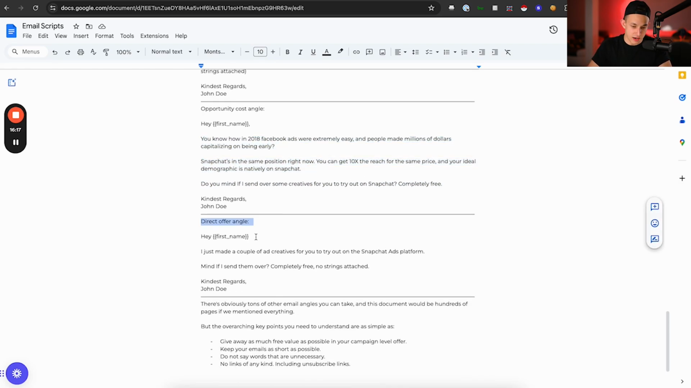And then a direct offer angle is something like, hey, John, I just made a couple of ad creatives for you to try on Snapchat ads platform. Mind if I send them over? Completely free, no strings attached. Like, this is literally just an offer, okay? And that's it. So that's kind of how it looks.